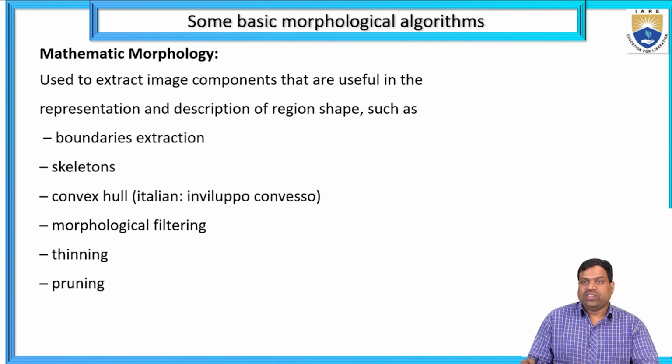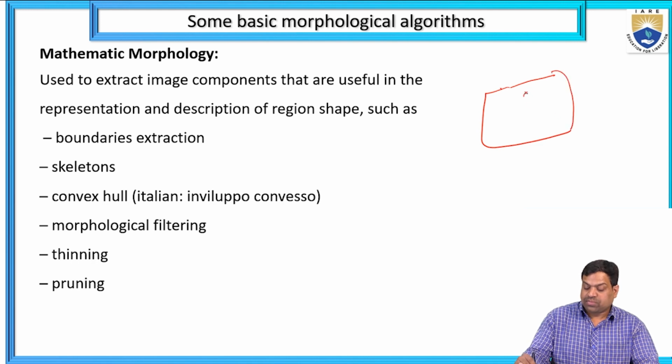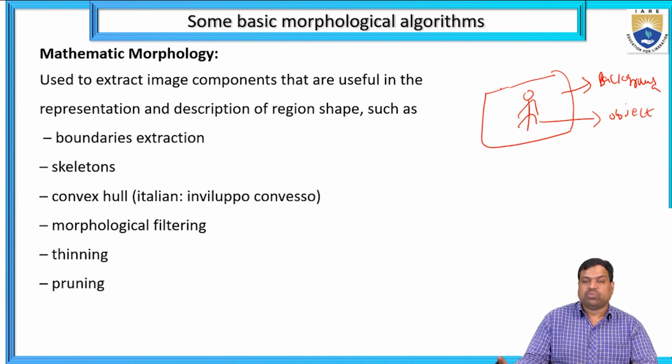But what is the use of morphology? We can reduce the image size, or increase the background of the image. Suppose in any image, we have to highlight the object, or we have to highlight the background. Any of this is possible with morphology. So we use mathematical methods and algorithms for morphology.